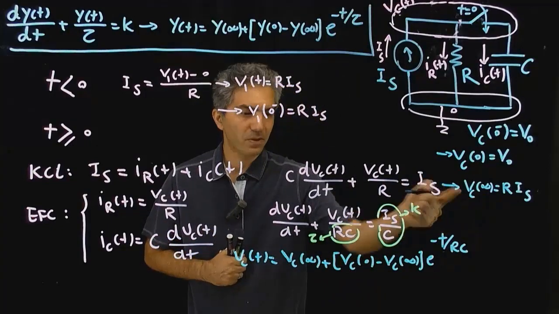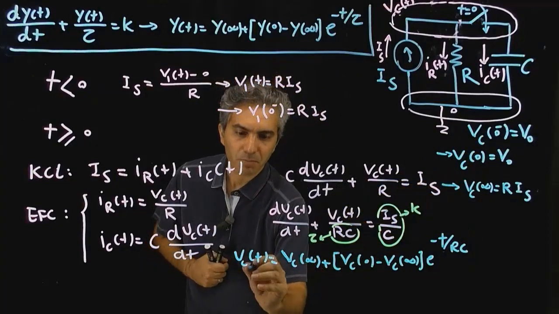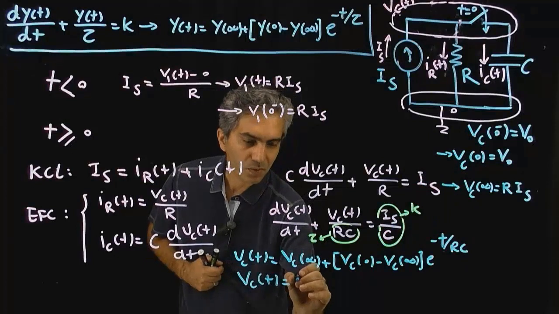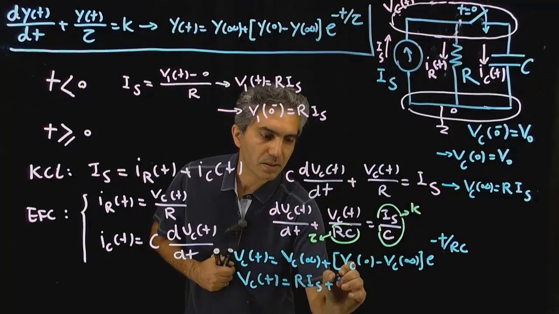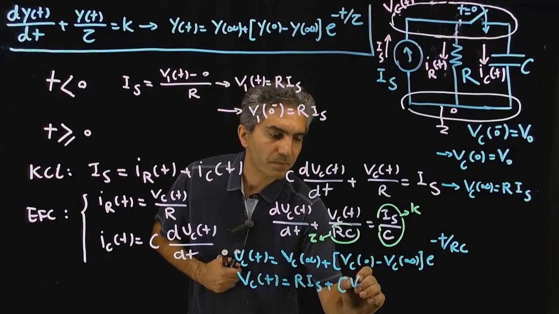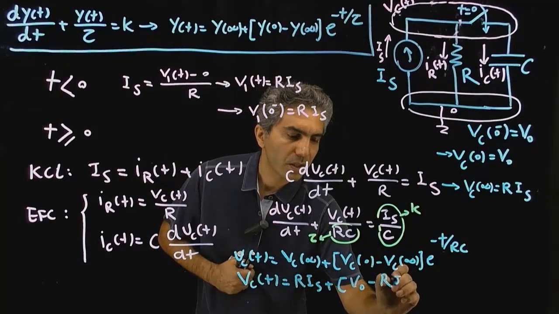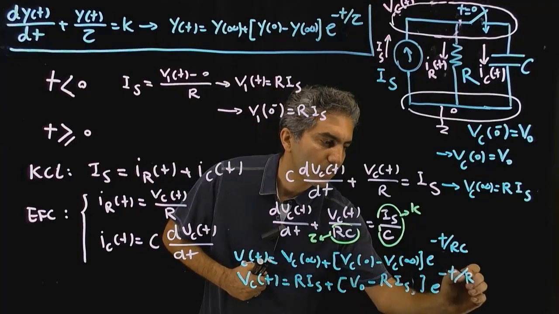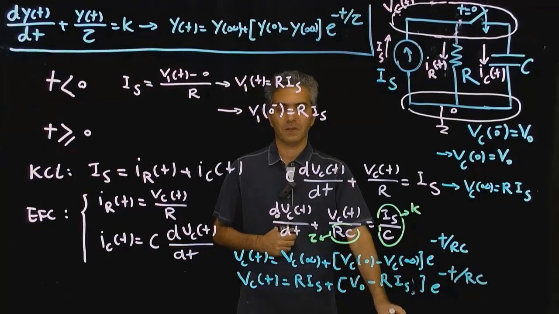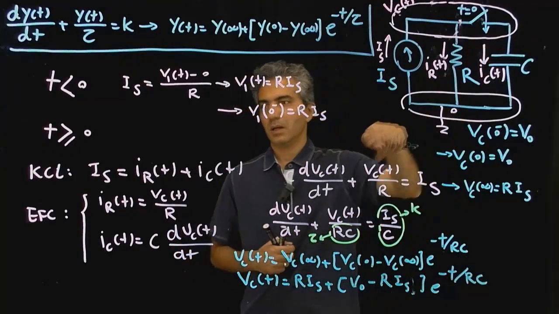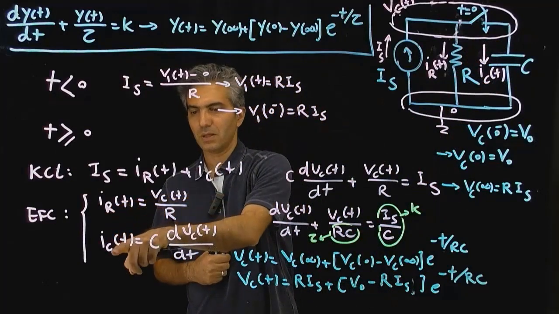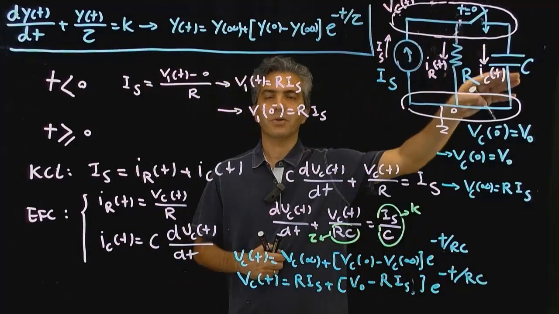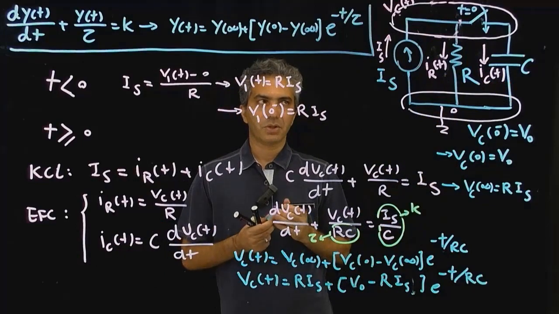So now I know VC infinity. I already know VC 0. I'll put them both here. So VC(t) is equal to VC infinity, which is R·IS, plus VC 0, which is V0, minus VC infinity, R·IS, times e to the minus t over RC. And this is it. Now I have the voltage of that node. I can put it back here and calculate the current of the resistor. I can put it back here and calculate the current of the capacitor. So I have calculated all the voltages and currents in the circuit, and I'm pretty much done.